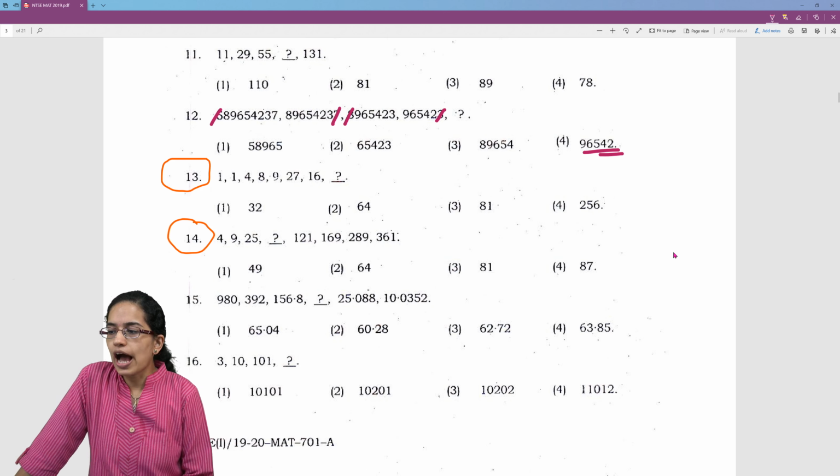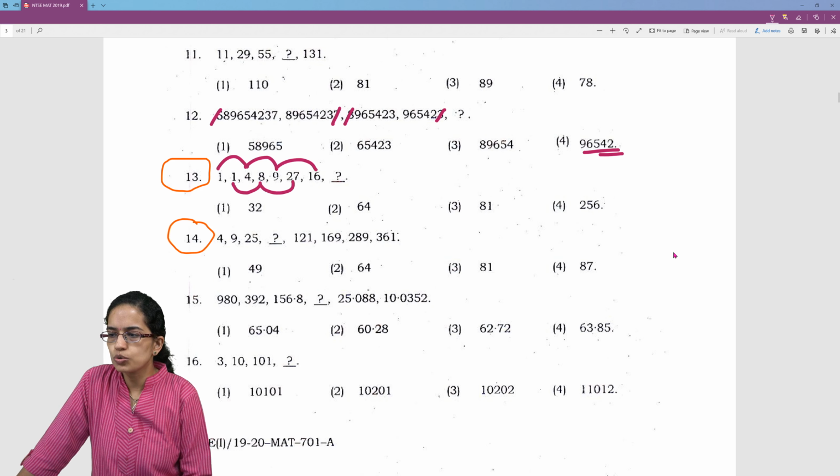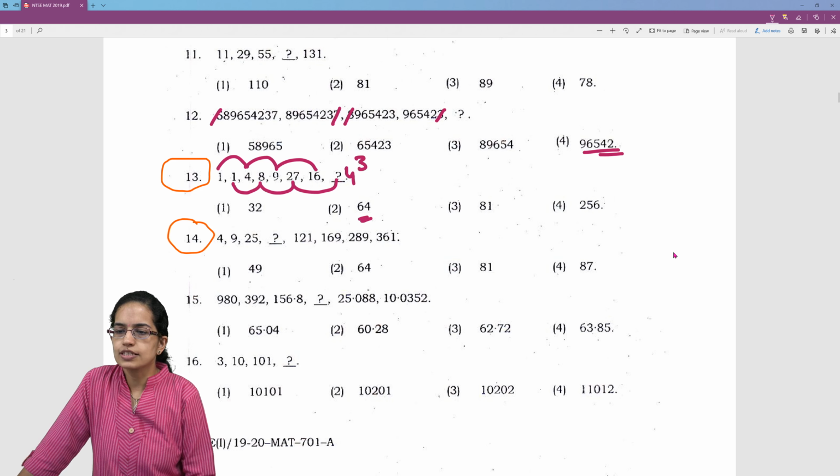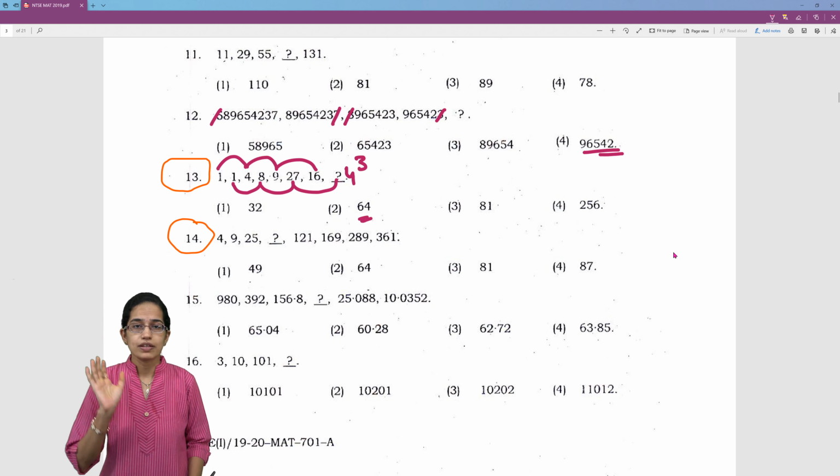Now here we have two alternate series. One is the square series, which is 1 square, 2 square, 3 square and 4 square. The other is the series for cubes, that is 1 cube, 2 cube, 3 cube and 4 cube. So here the answer would be 4 cube and 64 becomes your right answer. Very simple, very direct question.